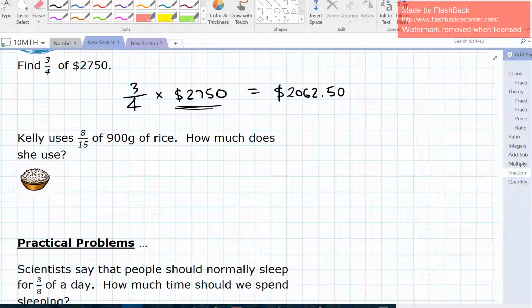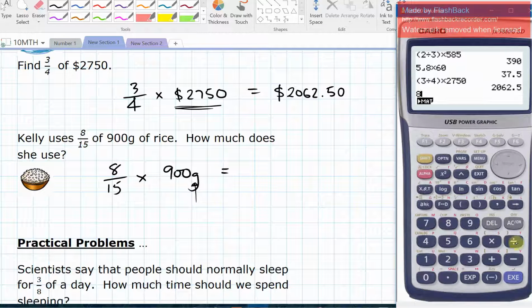Kelly uses 8/15 of 900 grams of rice. How much does she use? Okay, so she uses 8/15 times 900. And you don't have to put the unit in the sum, but you do need to put the unit in the answer. But I put it in the actual calculation to remind me that I'm dealing with grams, so an amount of rice.